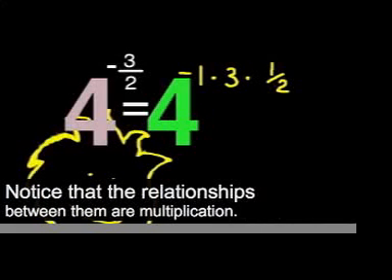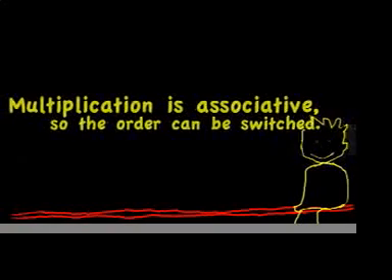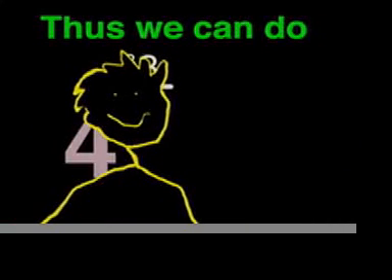We know the relationships between them are multiplication, and multiplication is associative. We can do it in many different ways.